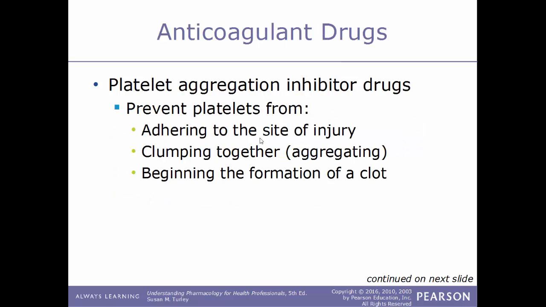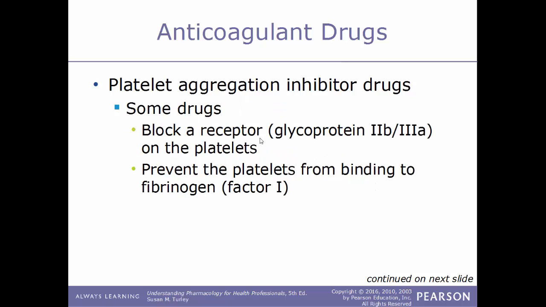Another type of anticoagulant drugs are platelet aggregation inhibitor drugs. And these prevent platelets from adhering to the site of the injury. If they can't do that, then they can't clump together or form the platelet aggregation, or the platelet plug, as it's called. And this is the very first step in forming of a clot. Now, some drugs will block a receptor on platelets, and some will actually prevent the platelets from binding to fibrinogen, which is factor number 1.